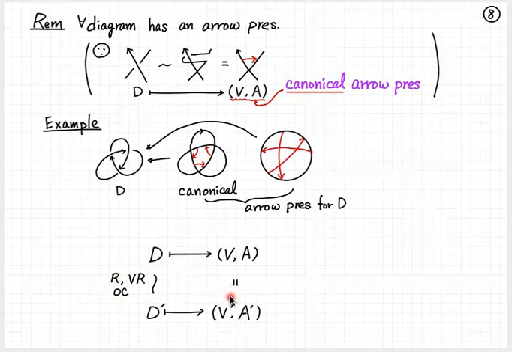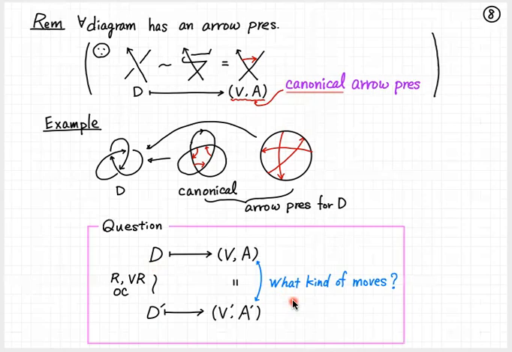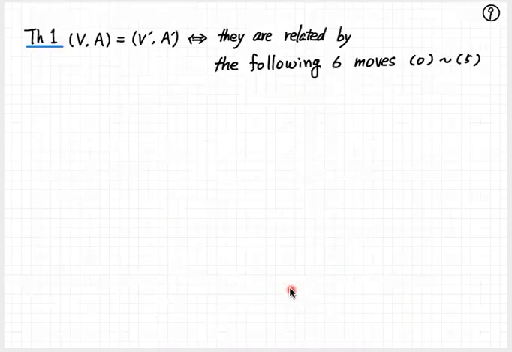But actually, we would like to know what kind of moves we need here. I believe this is a very natural question. And here is the answer. Two arrow presentations are equal if and only if they are related by the following six moves, 0 to 5.